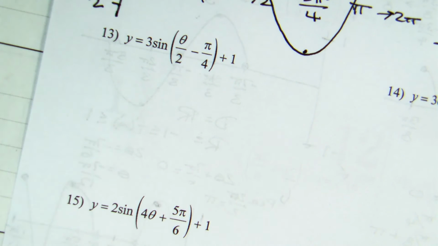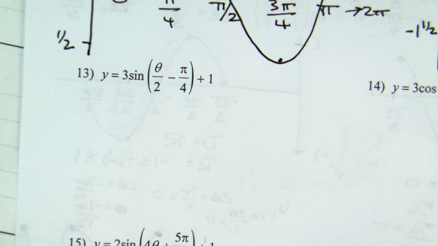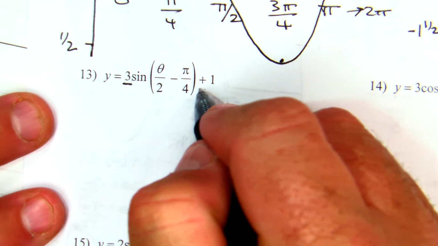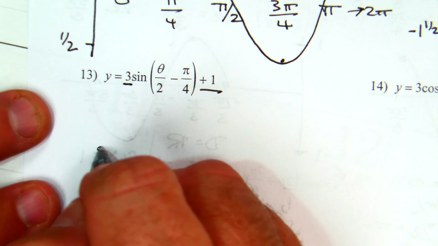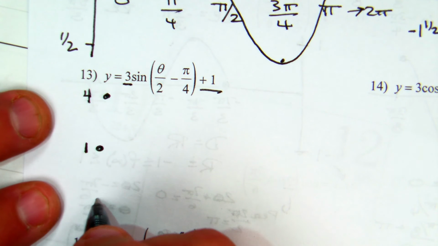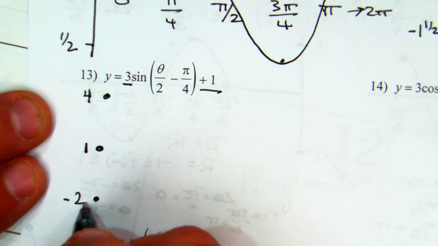All right, now the whole kit and caboodle, 13, 14, and 15. So I'm looking at 13. Got an amplitude of 3, and I got a shift of 1. So that means my midline's at 1. I add 3 to get my max, which is 4. I subtract 3 to get my min, which is negative 2.